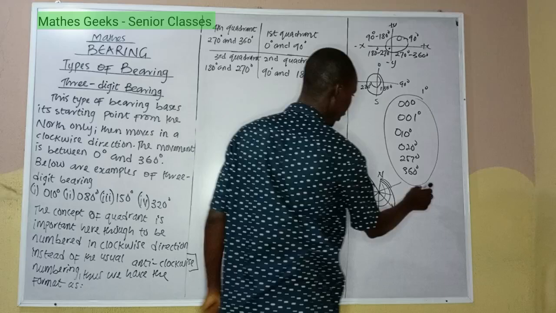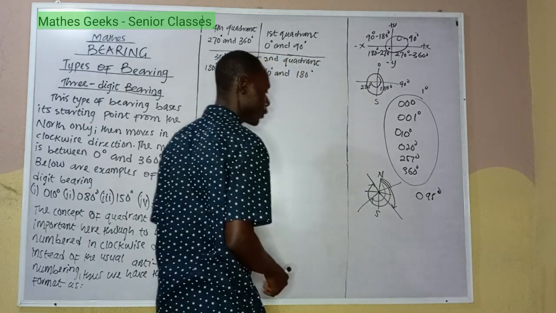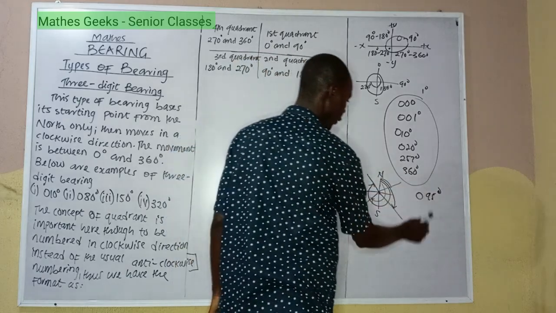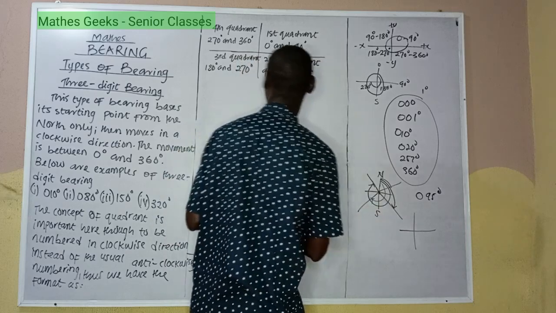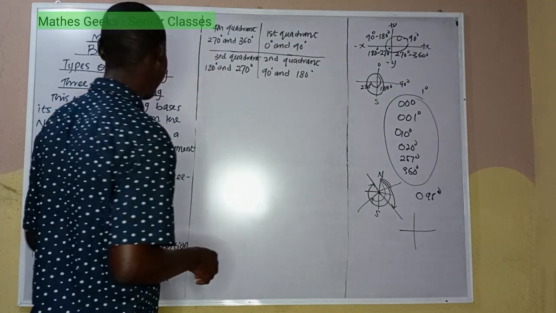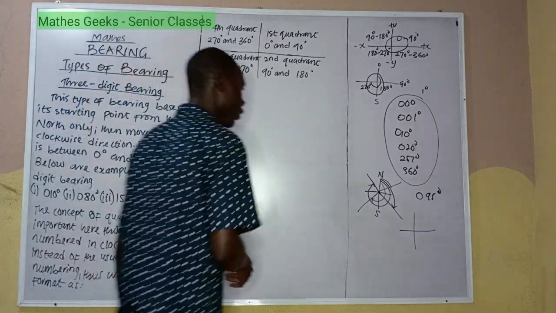For instance, if you have 095 degrees as your 3-digit bearing, by the time we start going to calculations, you will just know where to place this bearing. So I will just draw my compass bearing, because after this lesson, the next one, we're going to look at the relationship between compass bearing and 3-digit bearing. How we can convert from 3-digit bearing to compass bearing.